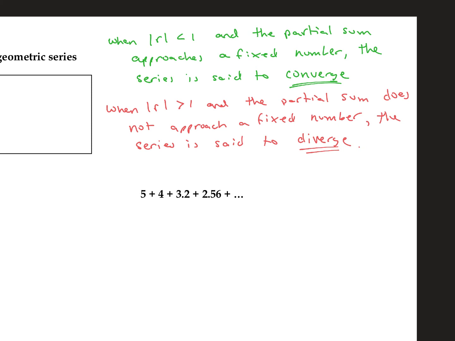So when the absolute value of R is less than 1 and the partial sum approaches a fixed number, the series is said to converge. When the absolute value of R is greater than or equal to 1, forgot my equal sign, and the partial sum does not approach a fixed number, then the series is said to diverge. So when we're talking about infinite series, we have to first see if it's going to converge or diverge.